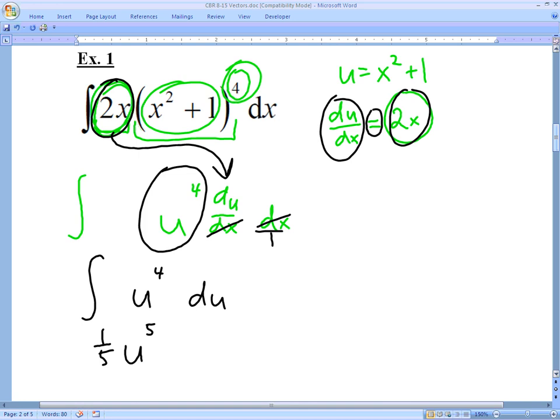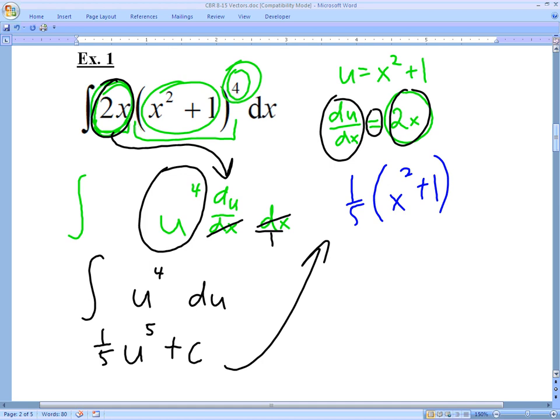Because there are no boundaries, we call this an indefinite integral, and we add on a c. But that's in terms of u, and our original problem wanted it in terms of x. So let's bring it over here and replace. We have 1/5 times our u, which is x squared plus 1, to the fifth power, plus c.